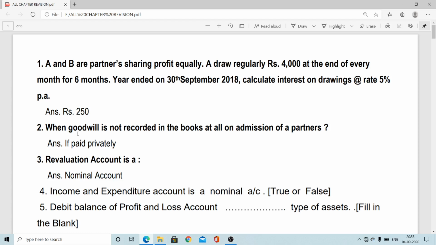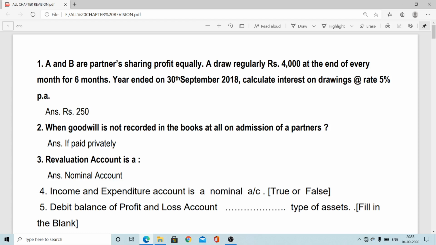So in this case it's like choose the correct answer. When goodwill is not recorded in the books at all on admission of a partner, like there are several situations when goodwill is not recorded. The question is at what time goodwill is not recorded at the time of admission of a partner. We know there are 2 methods. One is the premium method, another is the memorandum method. Under the premium method, the incoming partner pays his or her share of goodwill money. If it is shown officially, that time we should record, and if it is not shown officially, that time it will not be recorded. That's called private payment. So the answer will be: if the incoming partner paid privately, that time goodwill account will not be recorded.